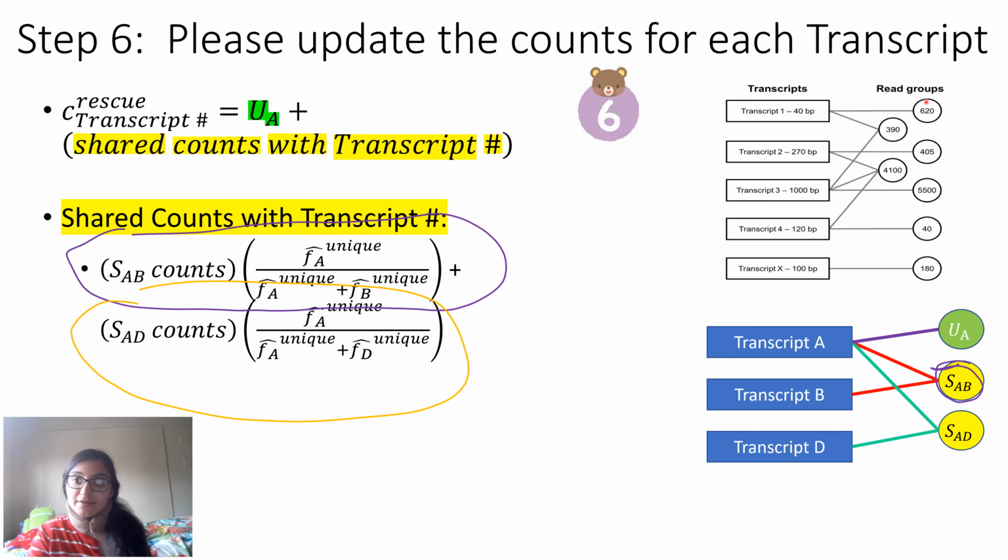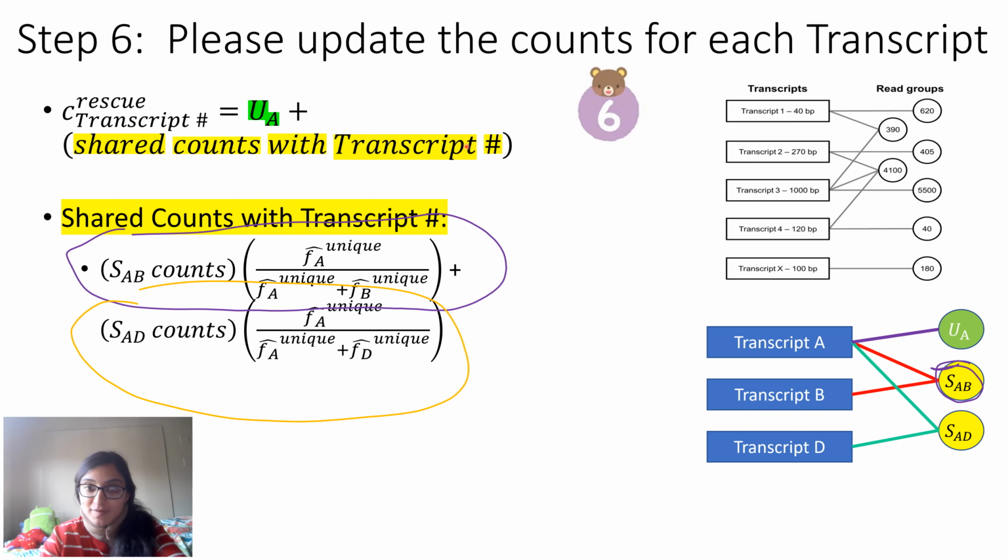The unique values that each one got, the unique read groups, are divided in some way by the transcript length. So we scale these values, like 40 over 120 is 0.33. We scale the read groups by the transcripts. So we've taken that information into account when we're looking at FA unique and FB unique and FD unique. We're taking the read groups and the transcript information into account.